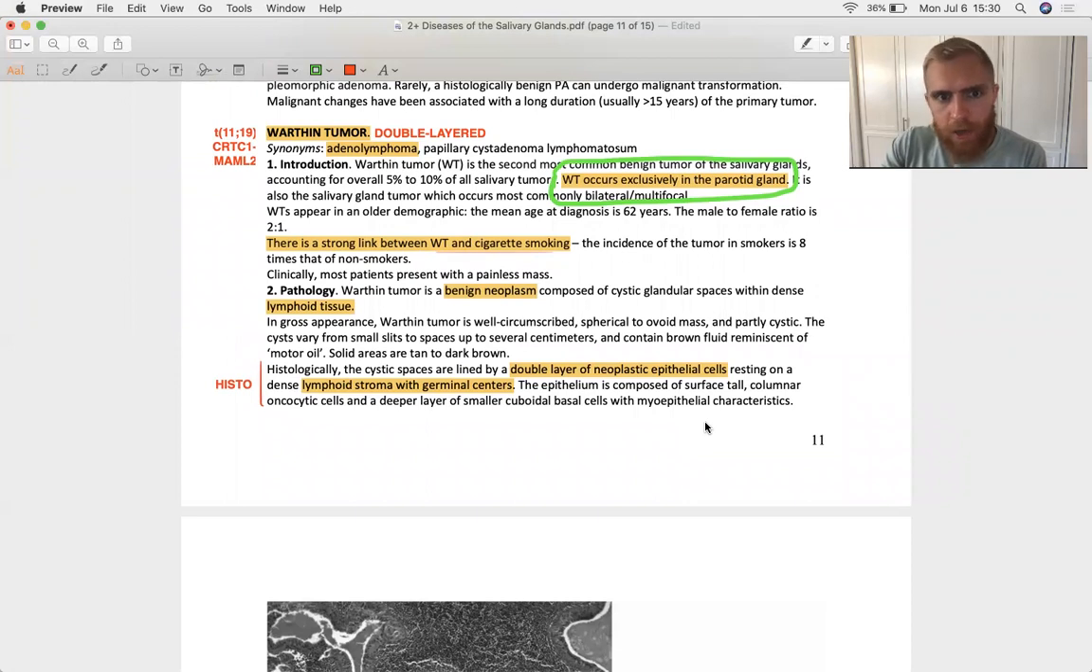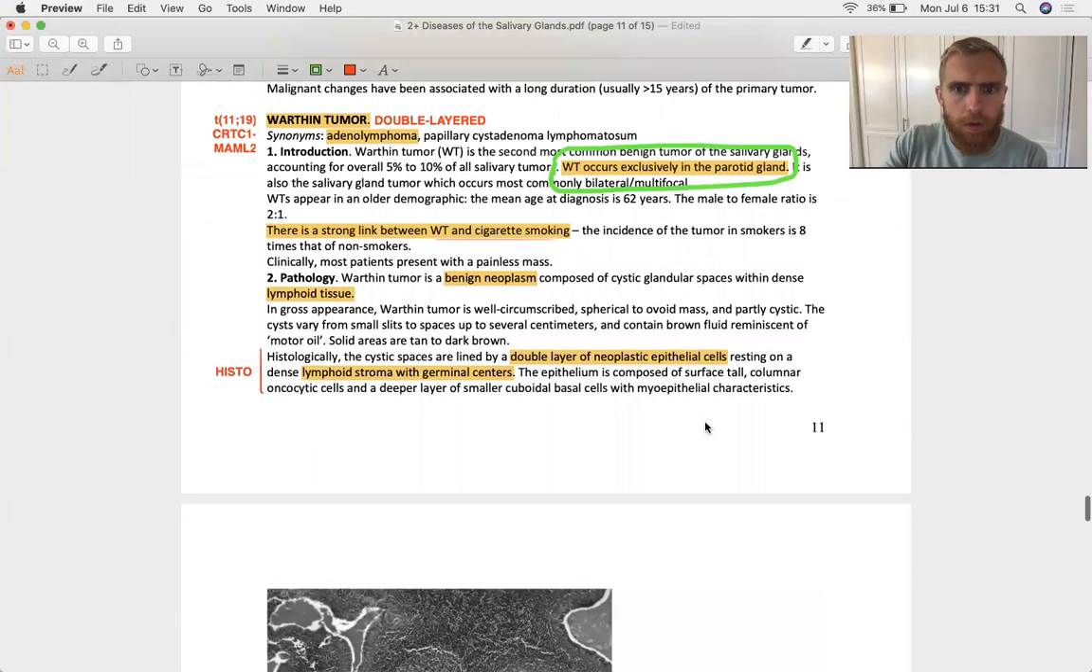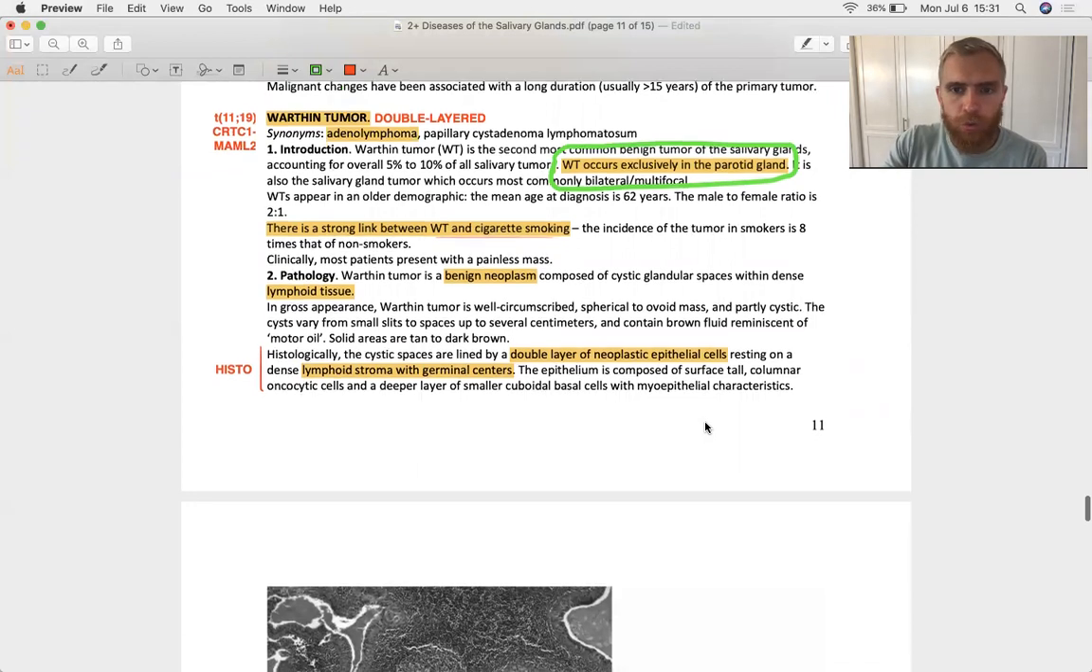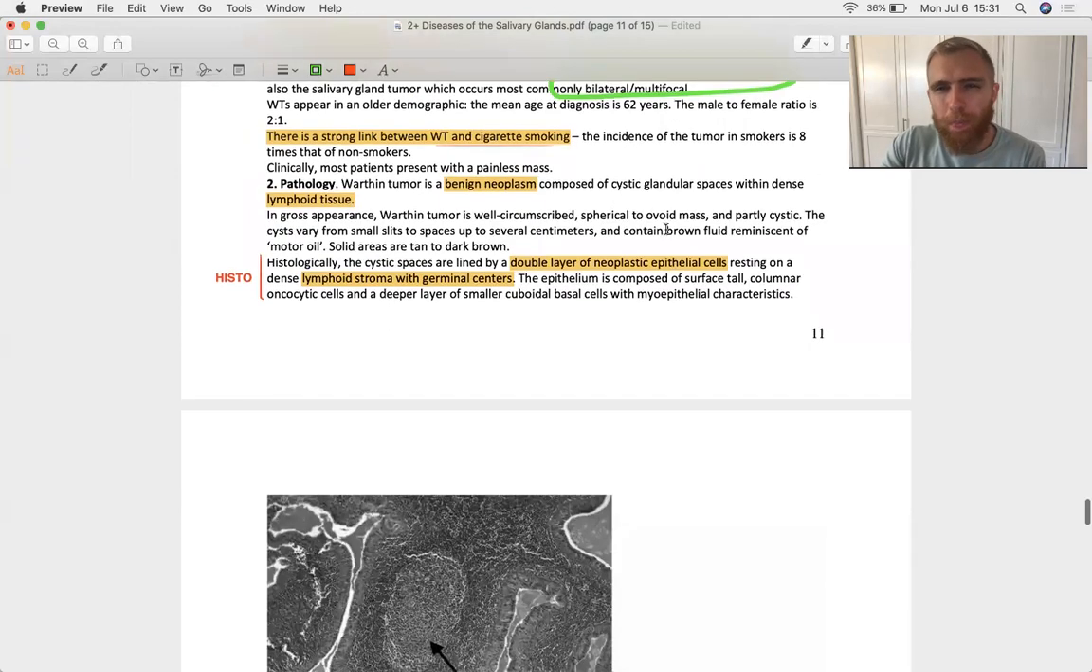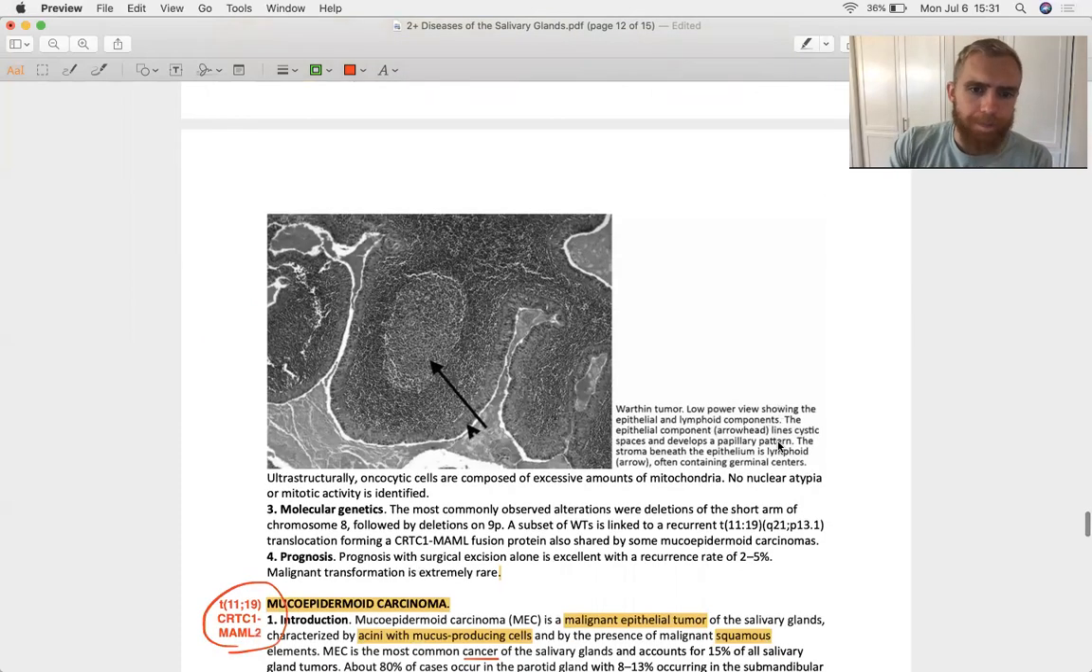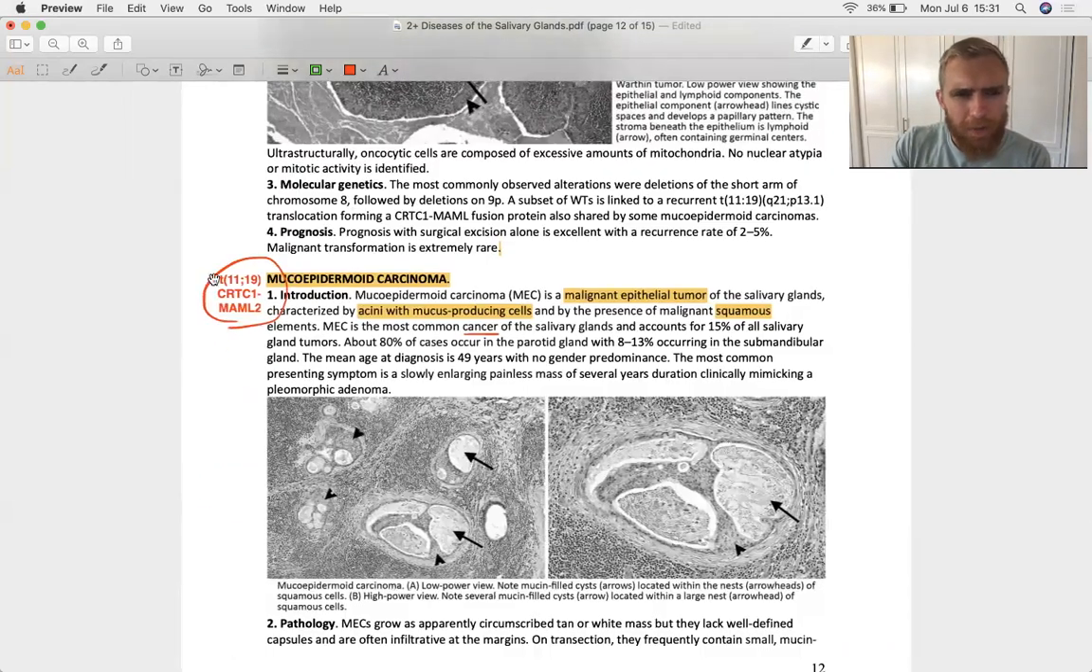Again, it's a benign tumor, painless, slow growing. It's typically not going to metastasize at all. And it could be filled with brown fluid reminiscent of motor oil. And that just sounds like something they'd throw at you on an exam just to see if you can catch it, or try to throw you off or something.